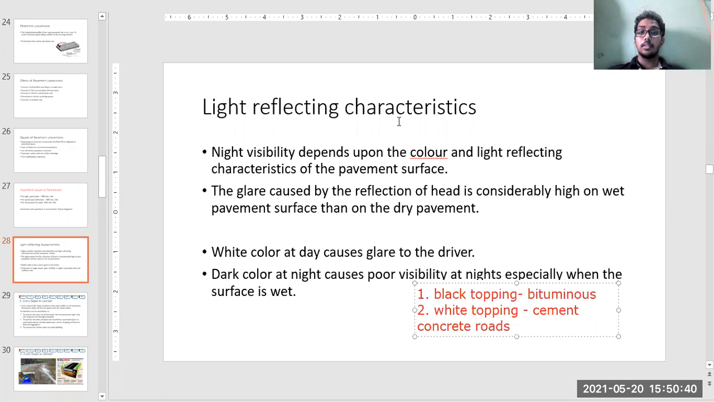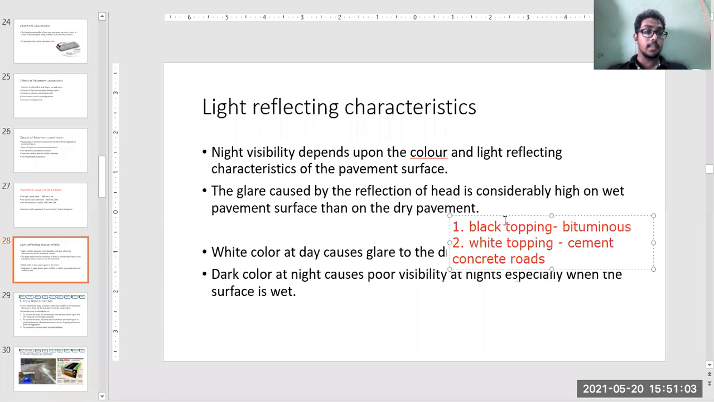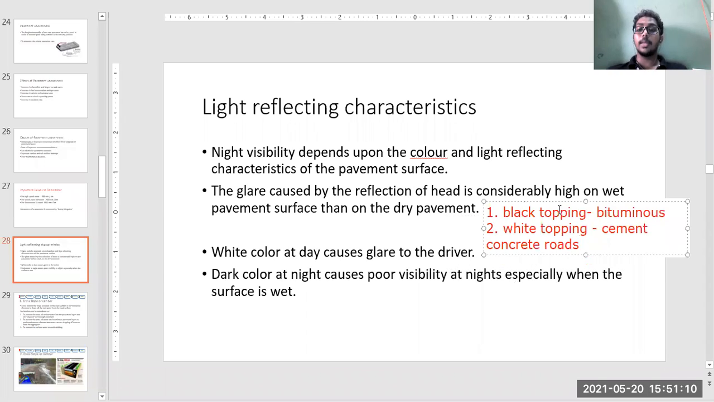During night times, we see that black topping is risky. So we need to provide appropriate lighting during the construction. It's not about the soil, it's about the materials we use. It's not the soil, it's the materials. Similarly, cement roads and bituminous roads.